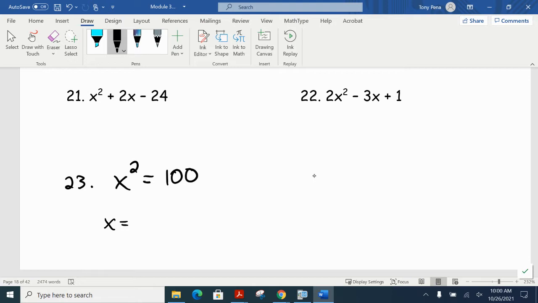Maria, what's one of our answers? 10, because 10 squared is 100. And then Hannah, what is our other answer? All right, we all agree with that. I can do 10 and -10 squared, and I want to get 100. So there are 2 answers to these.